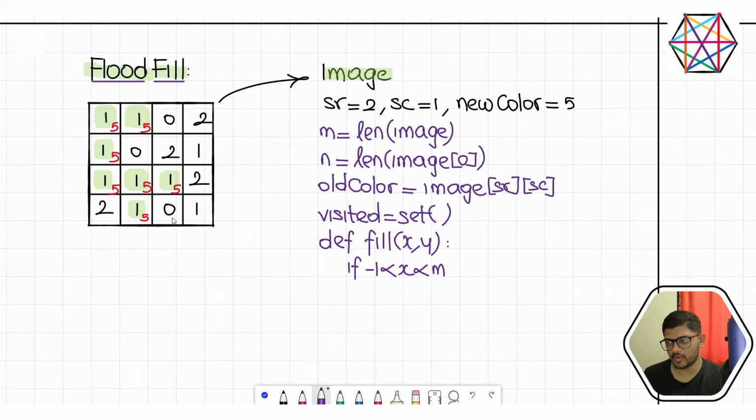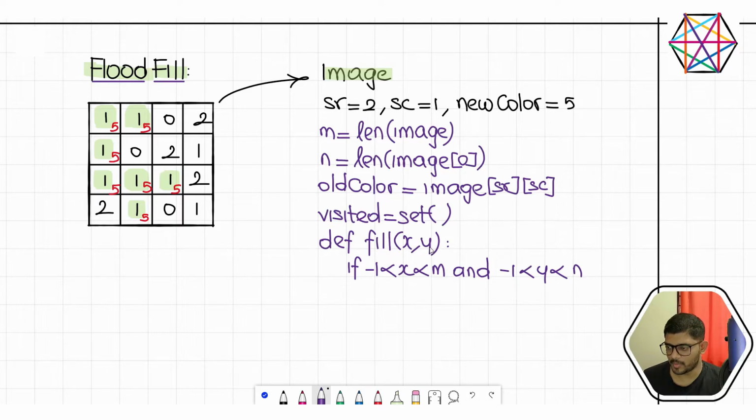Which we are not allowed to do. We cannot go out of this matrix. Any traversal should be happening within this matrix itself. So we will have to impose this condition, and we impose a similar condition on the y variable. It must be obeying this inequality: -1 less than y less than n.